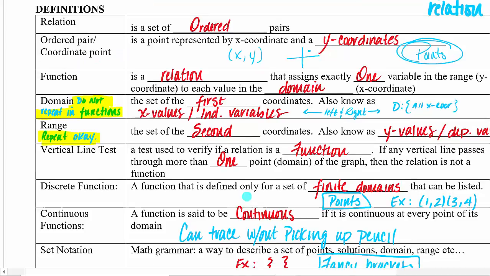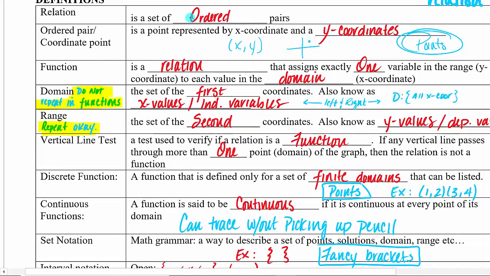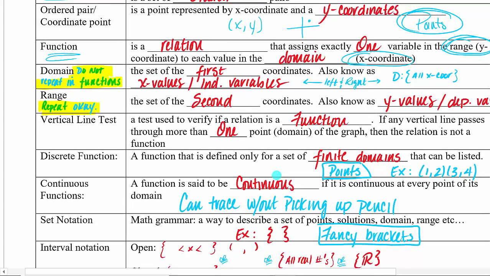That's what we say in class a lot, but we'll call them ordered pairs or coordinate points. All right, so then what's a function, if we just defined a relation? A relation is any set of points. So what is a function? A function is a relation that assigns exactly one variable in the range, so one y value, to each value in the domain, or x input, okay? So it's one-to-one. It has exactly one output. It may be repeated by another input, but every time I put something in, I get exactly what I expect out.